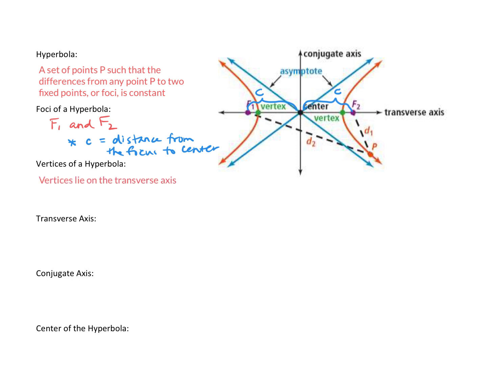We have vertices of a hyperbola. We can see in the picture there's a vertex here and a vertex here. Notice that the hyperbola has the focus on the inside of it, similar to our parabolas. The vertices will lie on the transverse axis, which we'll talk about next.